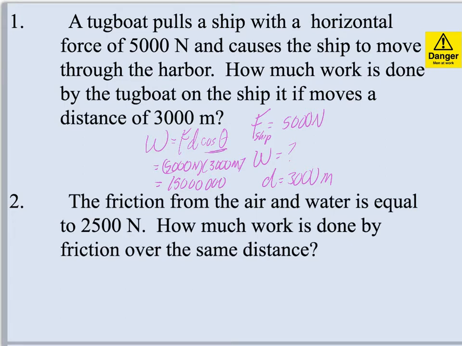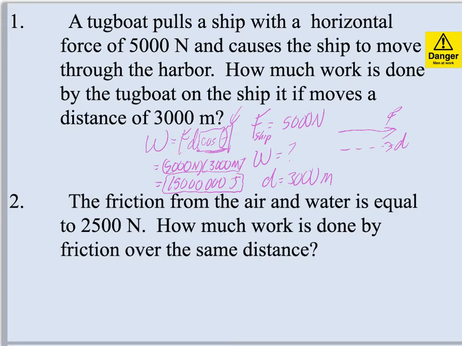Now what about this cosine? Well, if the ship is moving, let's say to the right, with a certain force of the engine, and the displacement is in the same direction, what's the angle between the force and the displacement? Well, it's 0 degrees, and the cosine of 0 degrees is 1. So we really don't even need that part of the equation in this problem. And what would the unit be? Well, it would be joules, or you could put Newton meters. That's perfectly acceptable.